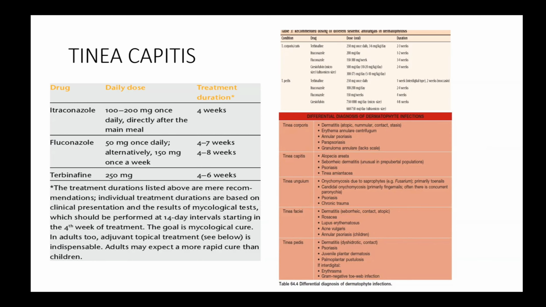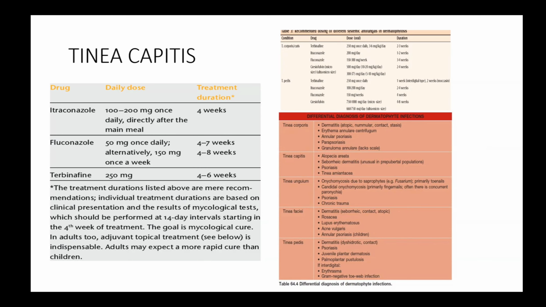Duration of treatment for tinea capitis is with itraconazole 100 mg to 200 mg once daily for 4 weeks, fluconazole 50 mg once daily alternatively, followed by 150 mg once a week for 4 to 8 weeks. Terbinafine 250 mg 4 to 6 weeks.